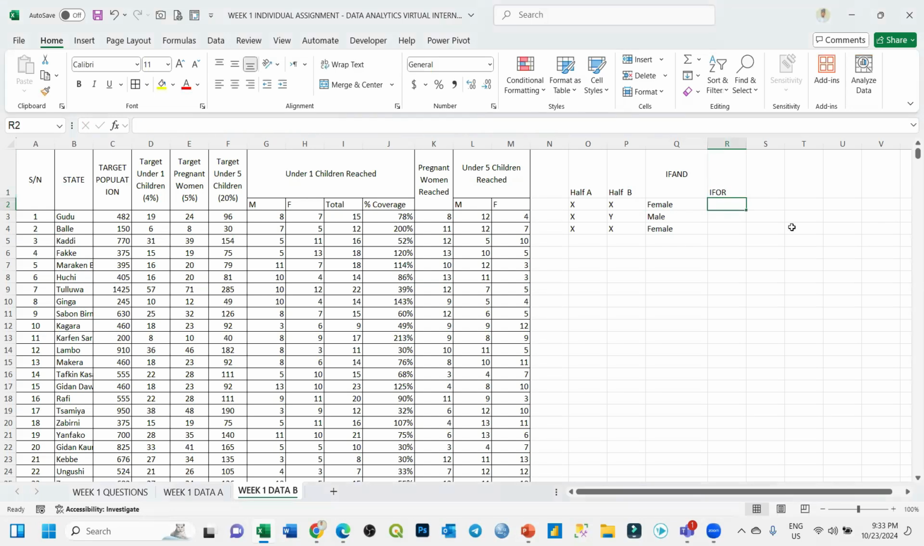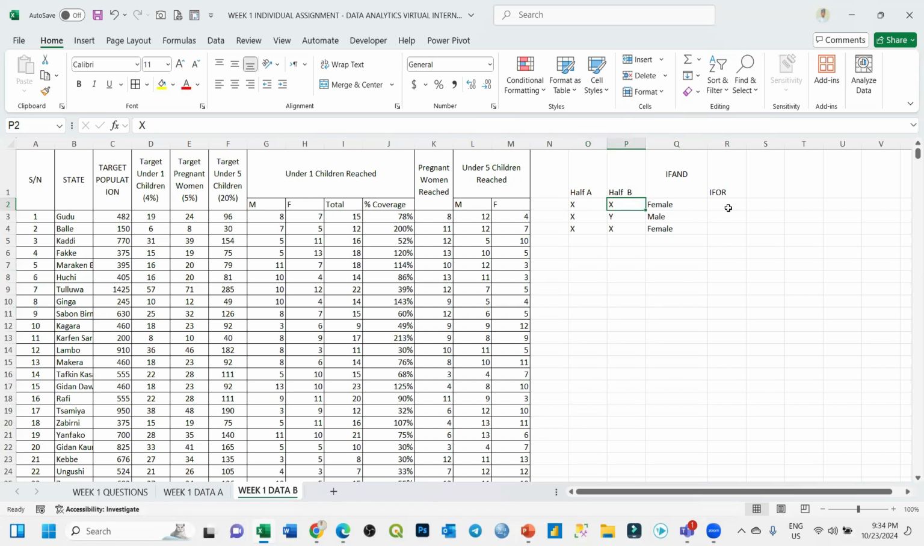For the IF OR, you see, IF OR is like the opposite of IF AND. For IF AND, all the criteria must be true, while for IF OR, only one. If one is true, it will give you the answer, even if only one is true. It doesn't require all the criteria to be true. No, even if one of the criteria is true, it will give you the answer. For example, here, if we say XY, or we turn it to YX, XY or YX, it will still give us the same answer.